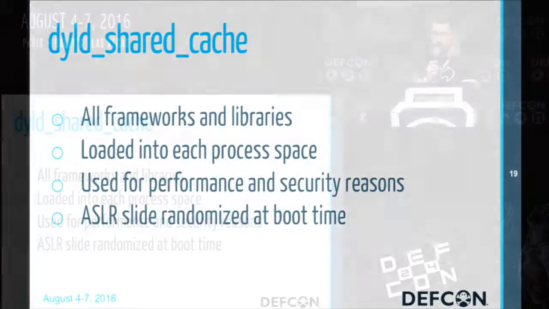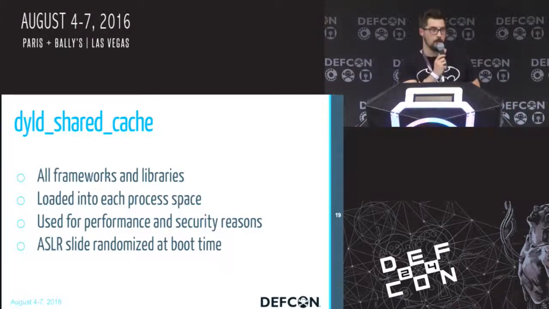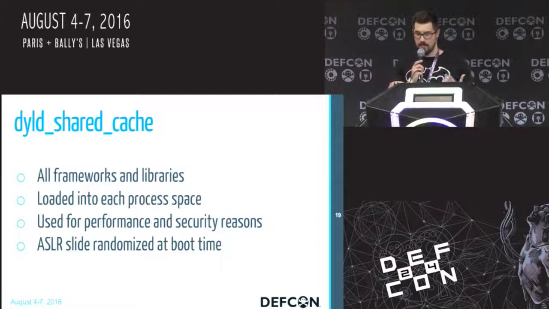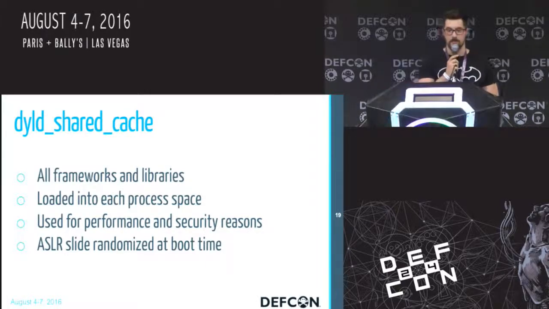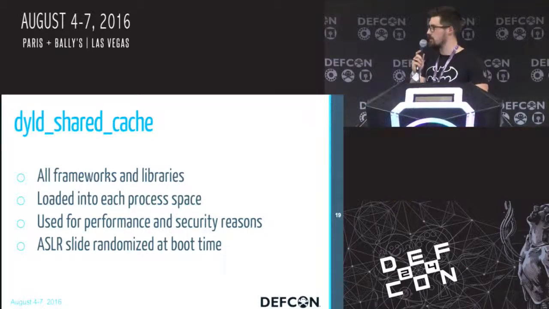A few words about dyld shared cache. So what is it? Starting from iOS 3.1, Apple moved all the frameworks and libraries to one big file called the shared cache. It removed all the original files from disk. And I think they use it for performance and security reasons. It's loaded into each process space. It has an ASLR slide which is randomized per device reboot.